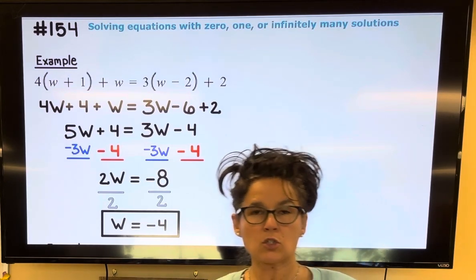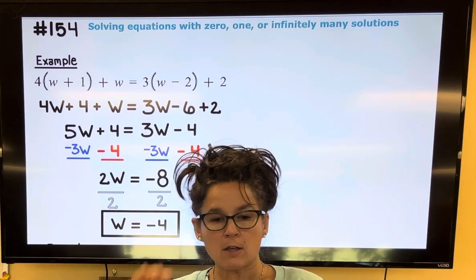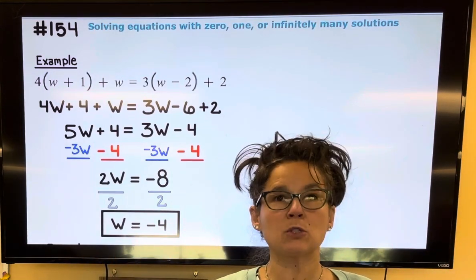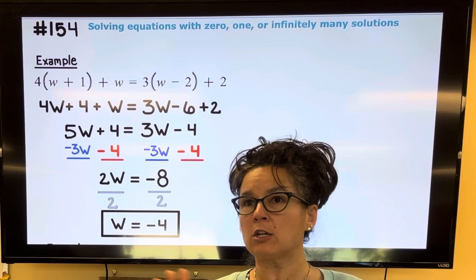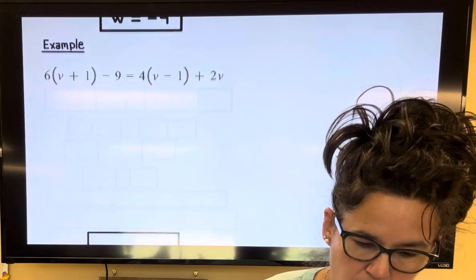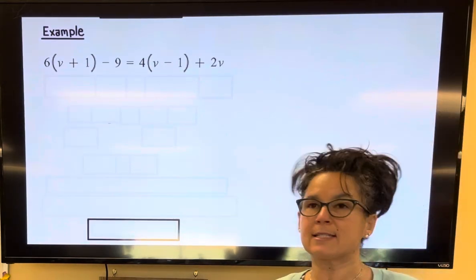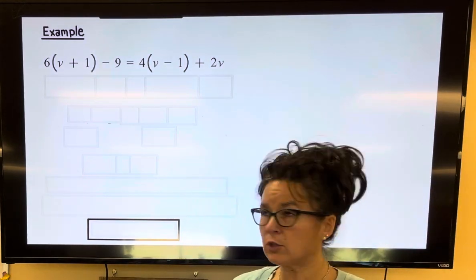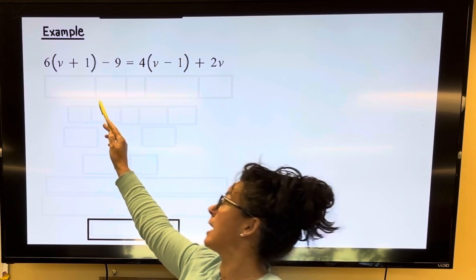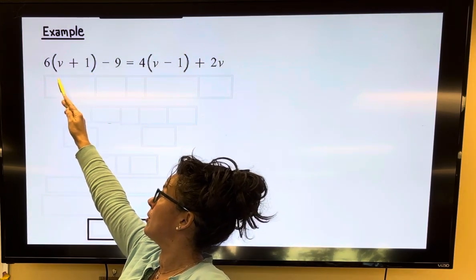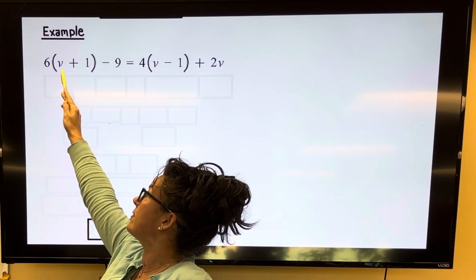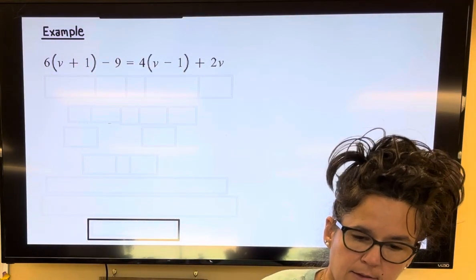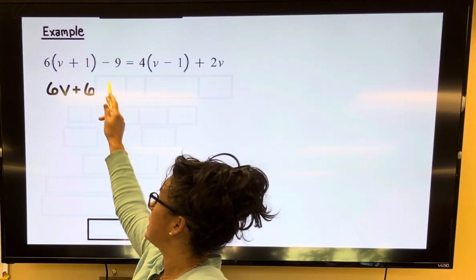Okay, so that's our straightforward solving, but we want to notice what happens when there ends up being no solution or infinitely many solutions. So let's take a look at this example here. It starts off the same. We're trying to simplify each side. So the 6 is going to get run through. 6 times V is 6V, and 6 times 1 is 6. And then I'm going to bring down the -9.